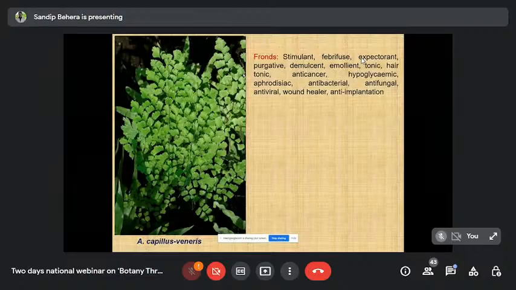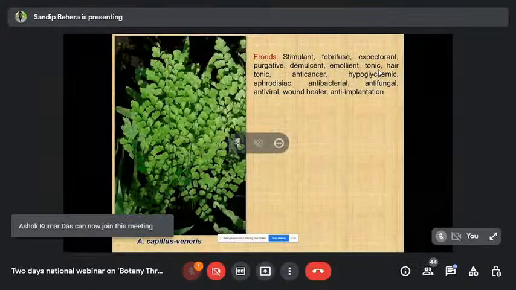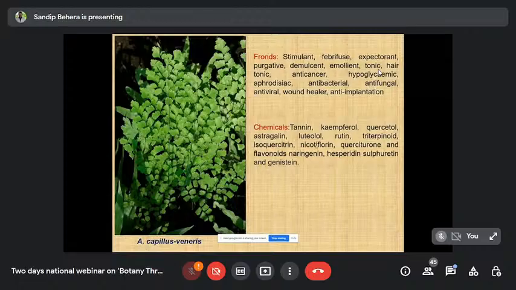That means it lubricates, like. So the purgative property is also there, and it is also demulcent. Demulcent means an agent that forms a mucilage-like or oil-like substance, which forms a soothing protective layer over the mucous membrane. It also acts as a hair tonic, and anti-cancerous properties are there. Already so many experiments have been done and it is proven. So these are the chemicals found: tannin, kaempferol, and others. These are all the chemicals found in the extract of this Adiantum capillus-veneris.